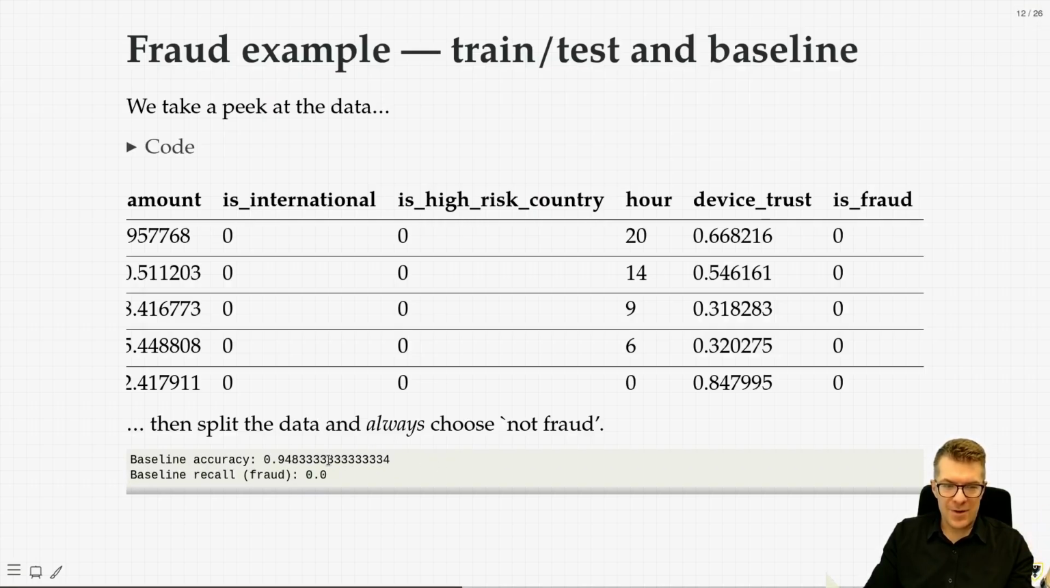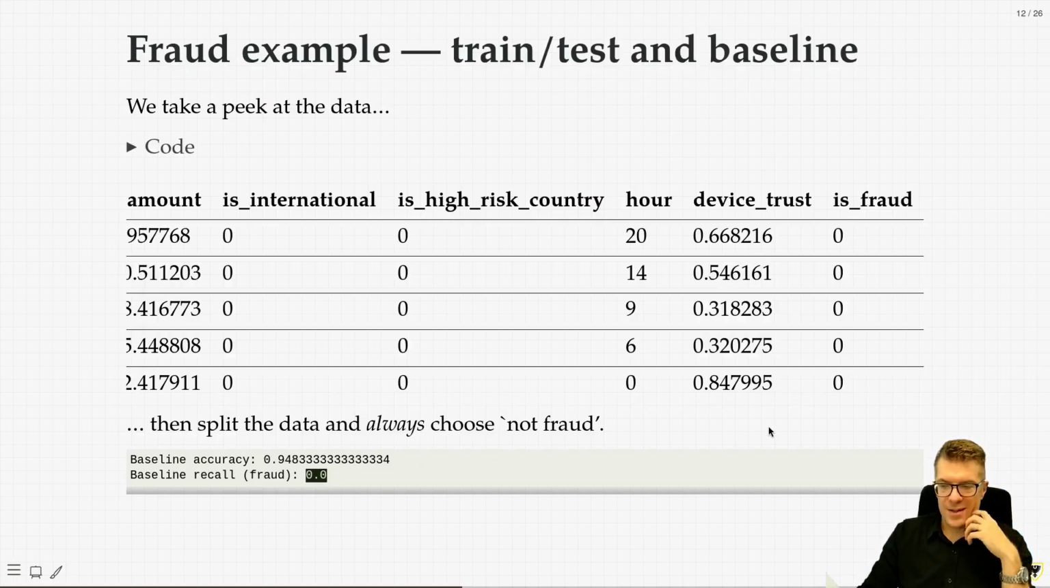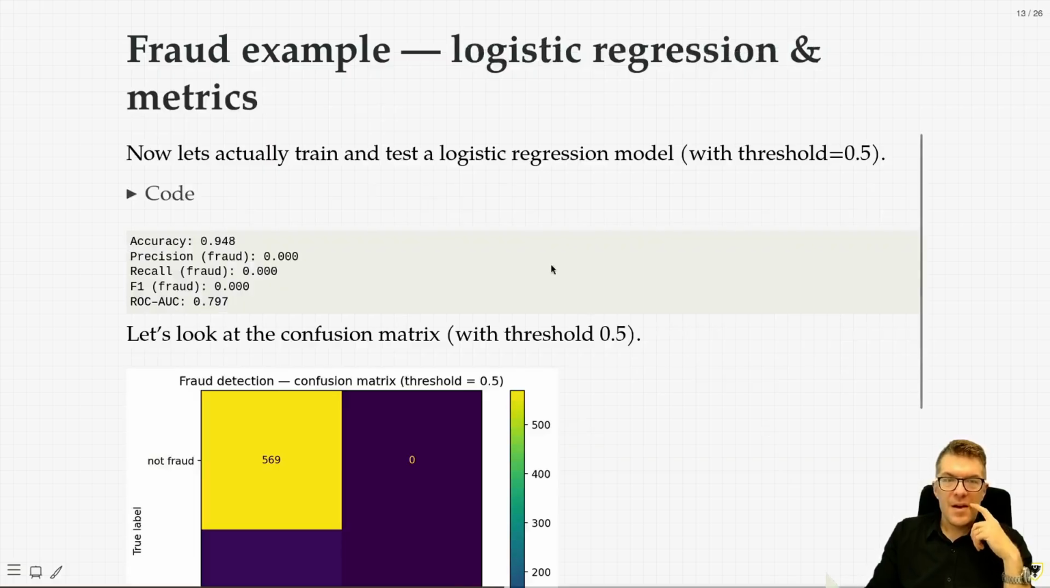What is the baseline accuracy? Well, the baseline accuracy on some test set is going to be approximately 95%. And the recall, as we saw earlier in our hypothetical example, will be 0. All the instances of fraud will never be caught by a model that always outputs not fraud as its class. So that's kind of a pathological bad example. It's a bad baseline. What does an actual training look like?